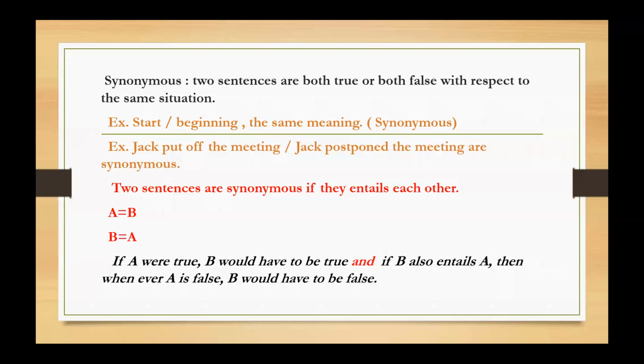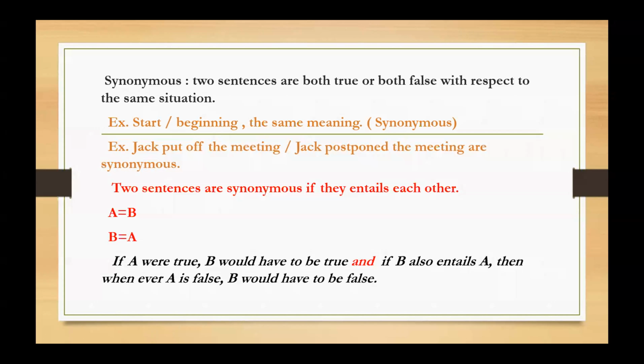They are both true. Synonymous sentences, or they are, like say, start and begin. These are lexical synonyms, lexical at the word level. And at the sentence level, we call them synonymous sentences, or we call them paraphrases. So sentence A paraphrases sentence B, and sentence B paraphrases sentence A. And these two sentences entail each other.